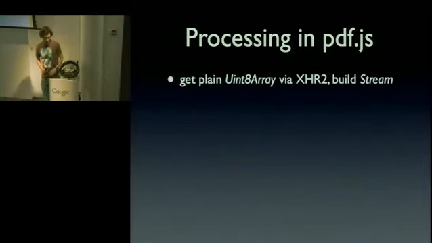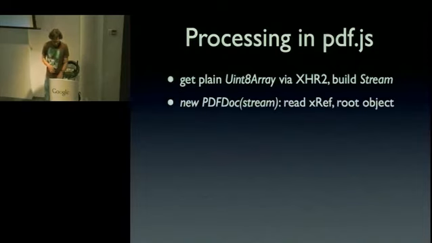So at first, you make an XHR2 request to get some data. XHR2, compared to XHR, is something the same, but you can say, I want to have a typed array back. So what you get back is really just a big chunk of byte array that you can process over. And we build a stream on that. All the streams, encoding, and stuff is all handled in JavaScript.